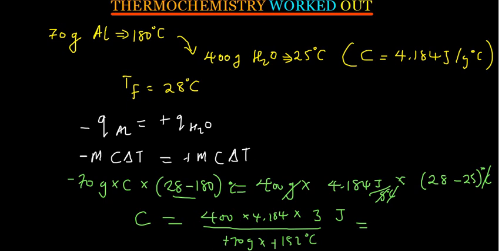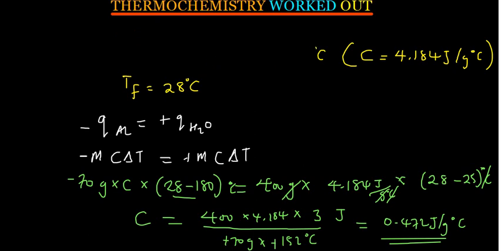So if we punch this in, we're going to get about 0.472 joule per gram degree Celsius. So that is going to be the answer for this one. Are we okay? Are we good? Yes. Okay.